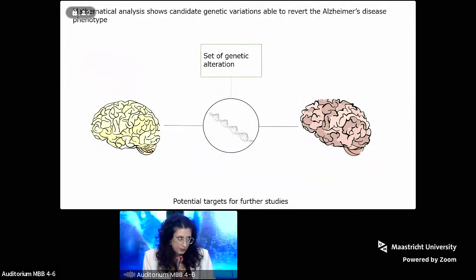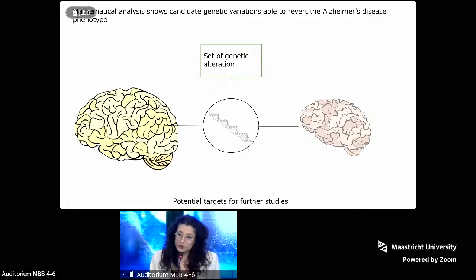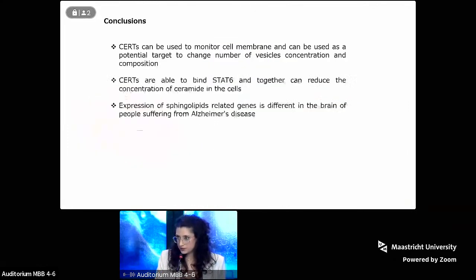Afterwards, we did some mathematical analysis to show if there were some candidate genetic variation able to revert the Alzheimer's disease phenotype. And we actually saw a set of genetic alterations that, if perturbed, could revert the disease phenotype towards a more healthy phenotype. This set of genetic alterations could be seen as a potential target for further studies.